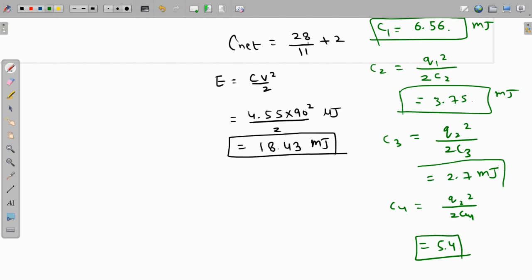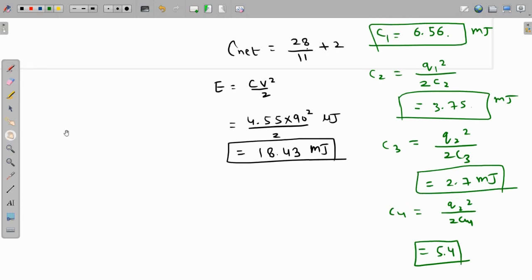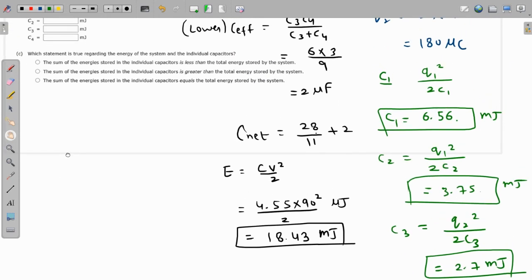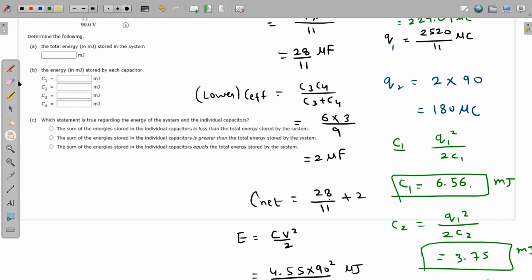Now the question is whether all these are equal or not. It's only a matter of calculations. Let me add 6.56, 3.75, 2.70, 5.40. Indeed, apart from a decimal approximation, all the energies come out the same. So we'll say that the sum of the energies stored in the individual capacitors must be the same as the energy stored in the system. Thank you.